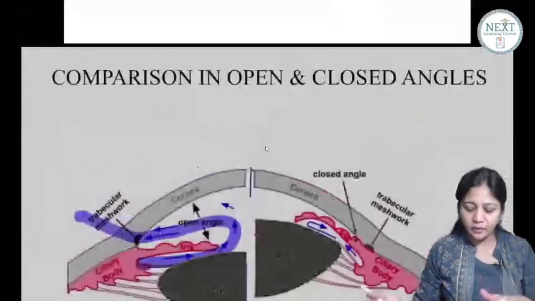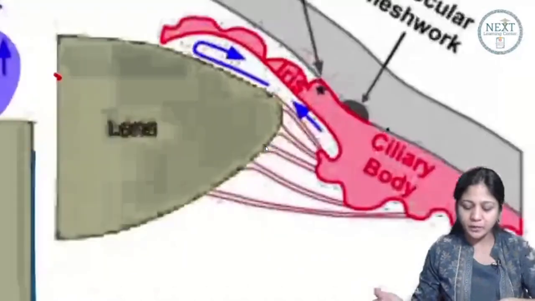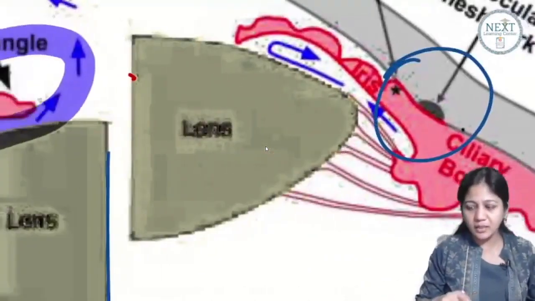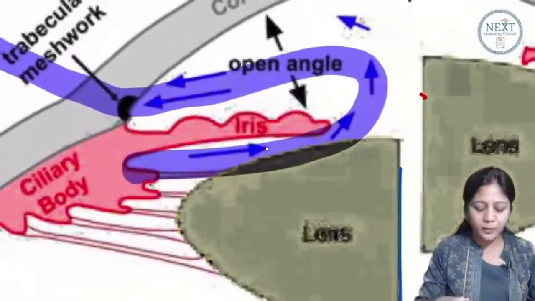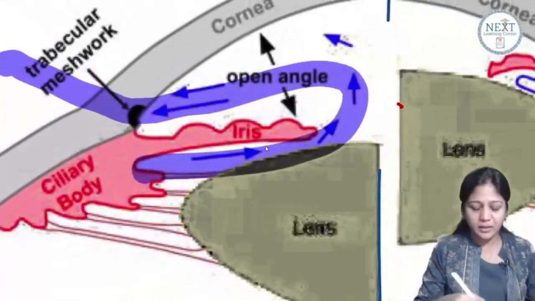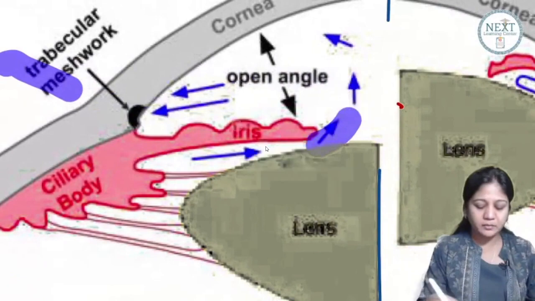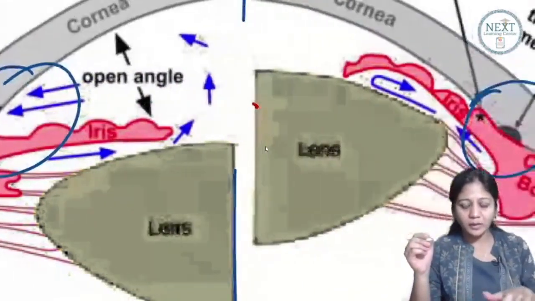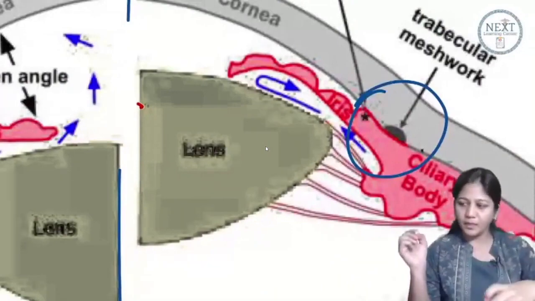Closed angle, look, a closed angle is something like that. Your angle is closed. See how here the angle is open. Can you see the angle is open here? The angle is fully open here. Okay? Angle is open here. And see, look again, this angle is closed. Okay?